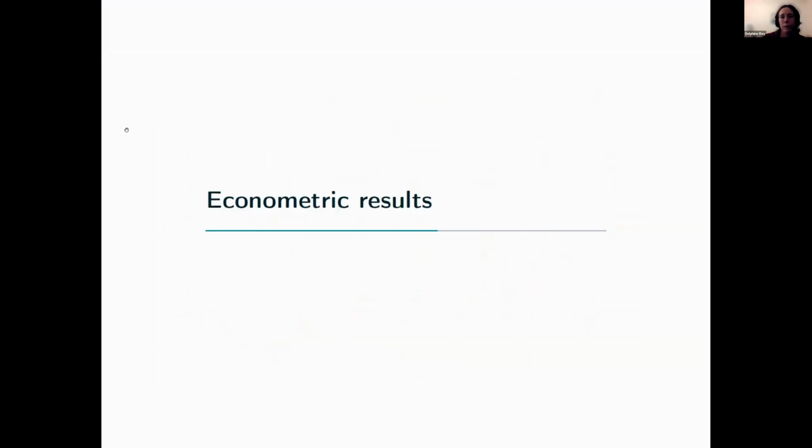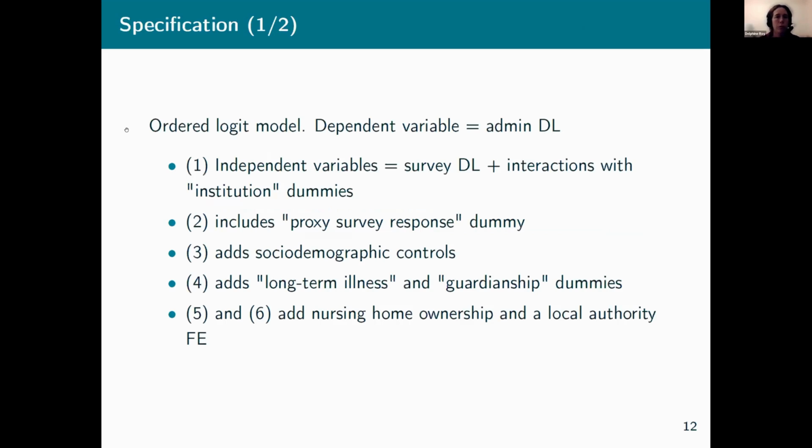But of course, the patients in nursing homes are different, and you could think that this result is driven by the fact that they are more disabled, even with the same survey disability level. So we need econometrics to help us make this more robust. And so what I do is an ordered logit model in which my dependent variable is the administrative disability level, and I try to explain it by the survey disability level with many controls.